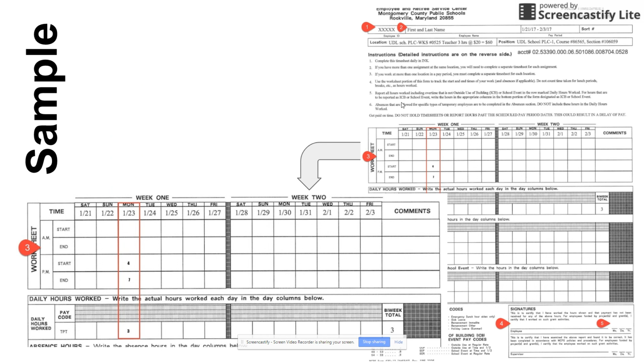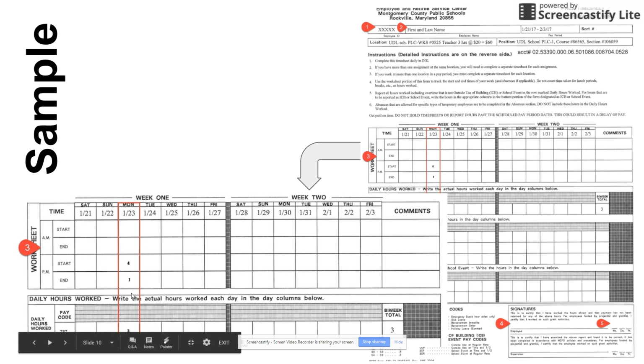So what do you put on the timesheets? First thing is employee ID. Make sure they put first and last name, beginning and end time. This is an example. The PLC meeting was on the 23rd of January. They started at 4. The PLC ran from 4 to 5, and then they had 2 additional hours of collaborative planning that ended up totaling 3 hours.